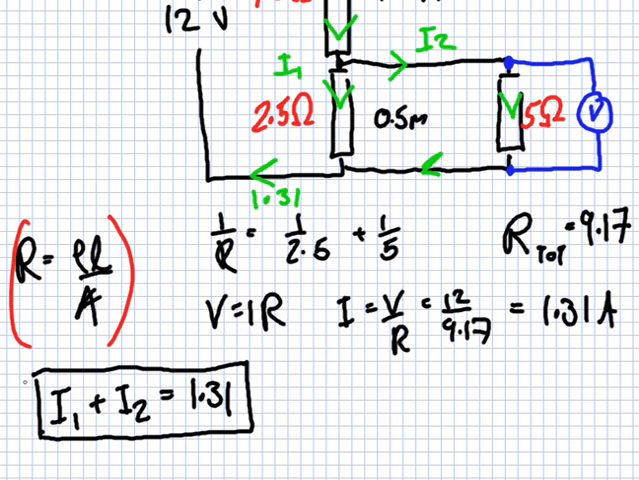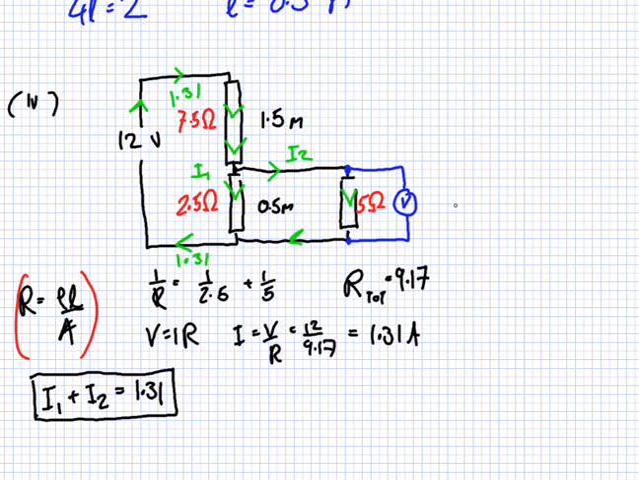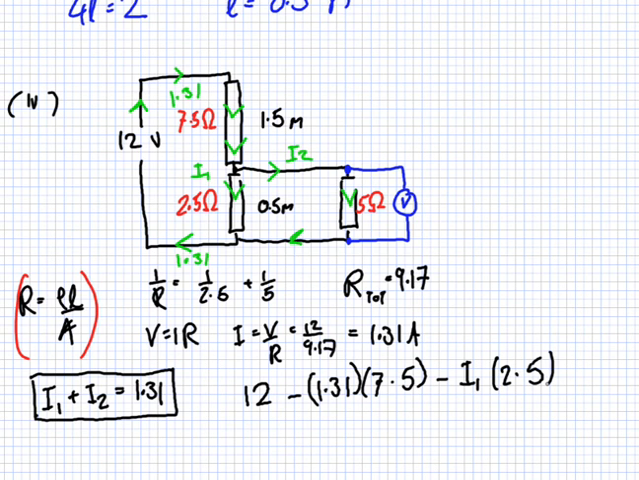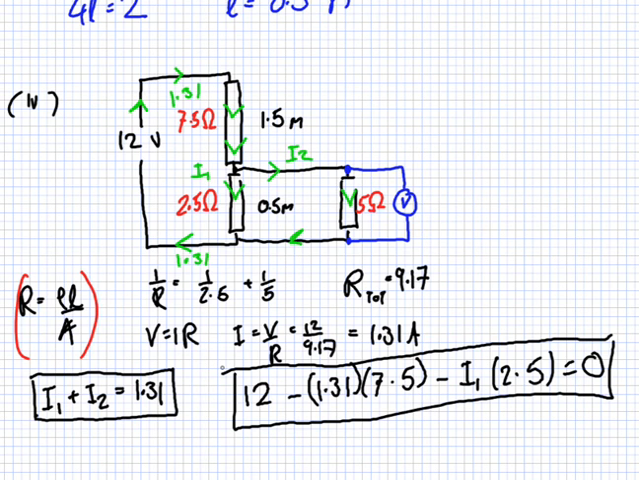Also, we'll use a loop rule, I think, as well. Which loop will we take? We'll just take the first loop, I think. If I go 12 minus 1.31 times R, or 7.5, minus I1 times 2.5 equals 0. So I've used a junction rule and a loop rule.